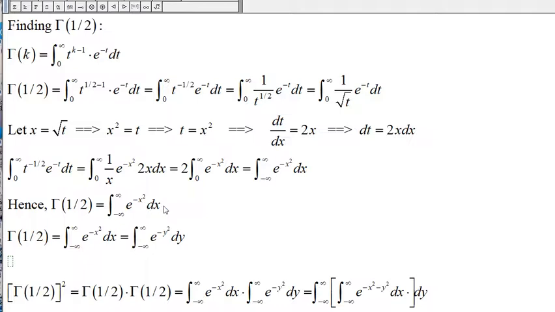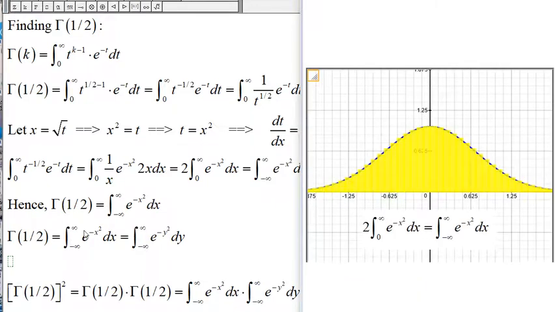The variable x here is just a dummy variable. And so if we're using the letter x, then the integral from negative infinity to infinity of the function e to the negative x squared represents this area. But if we use the variable y, then the integral from negative infinity to positive infinity of the function e to the negative y squared is also this area, so it's the same area. So it doesn't matter what variable we use here. It could be x, it could be y, it could be z.